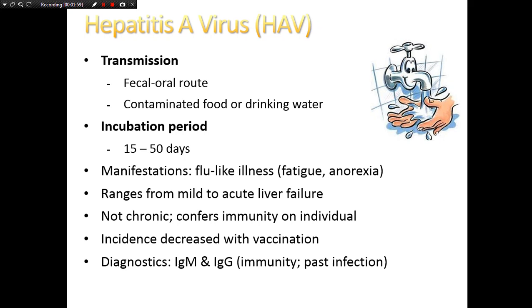Serum testing: serology for IgM antibodies, or immunoglobulins, indicates an active infection. IgG, which is not commonly tested, indicates immunity, that somebody has had a previous infection. So remember those two key serum tests.